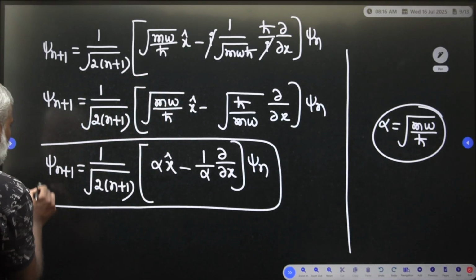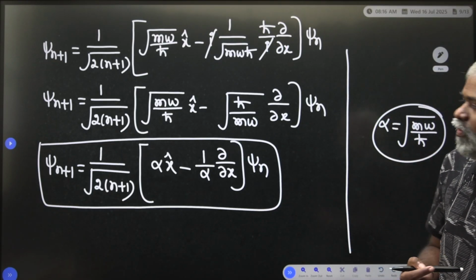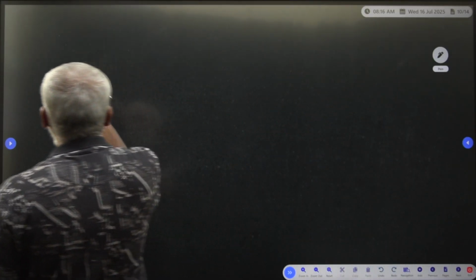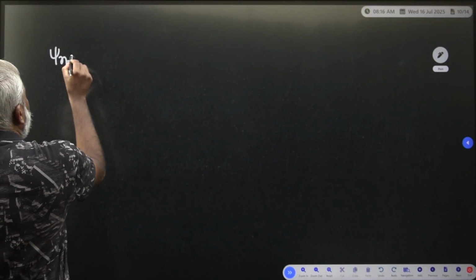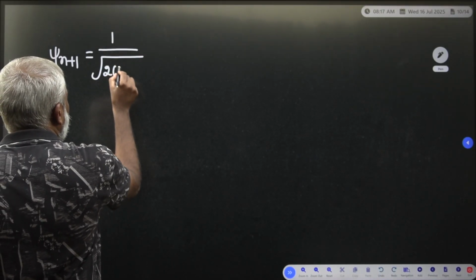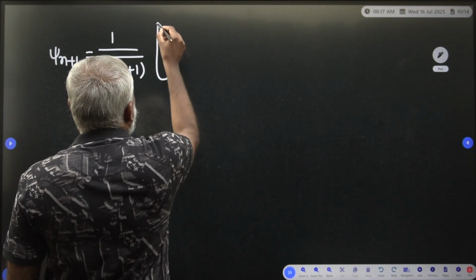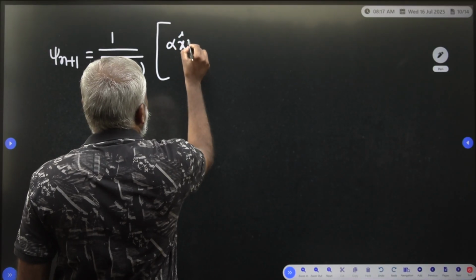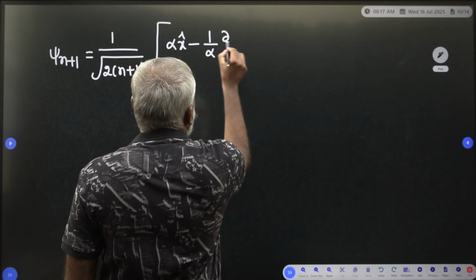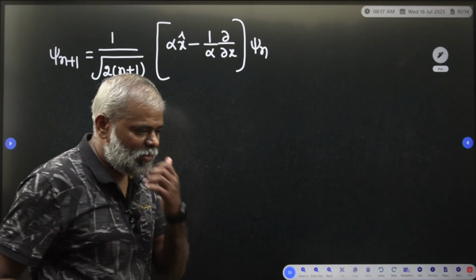After taking this value, this equation we have to rearrange. So what are we going to get? Once you see psi n plus 1 is equal to 1 by square root of 2 into n plus 1, into alpha into x cap minus, which one? 1 by alpha into dou by dou x of psi n. This expression we are going to get.